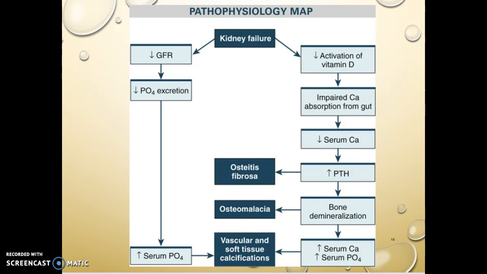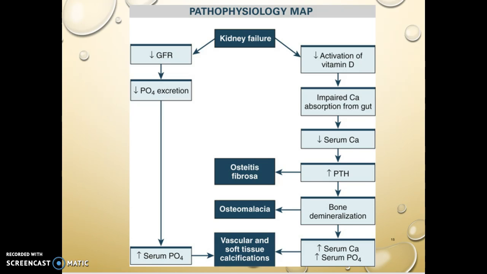As your kidneys fail, your GFR goes very low, so you greatly decrease your phosphorus excretion. Because it's not being excreted through the urine, the phosphorus in the bloodstream, in the serum, is much higher. On the other side of the map, the kidneys are responsible for activating vitamin D. When your kidneys are not working, vitamin D is not being activated, and the calcium you take in through your diet is not being absorbed, so your calcium goes much lower.